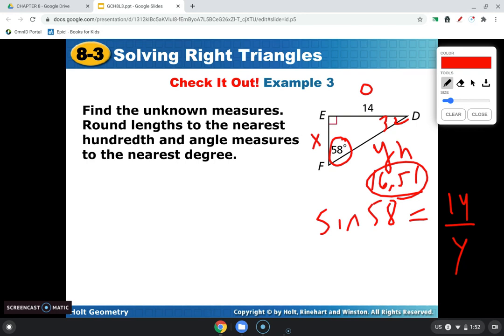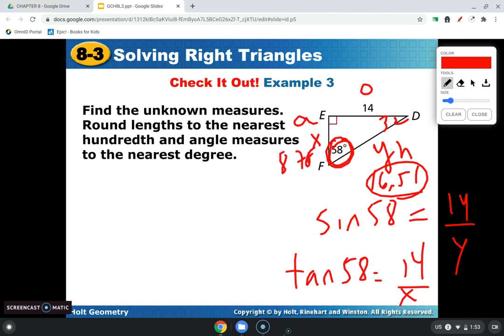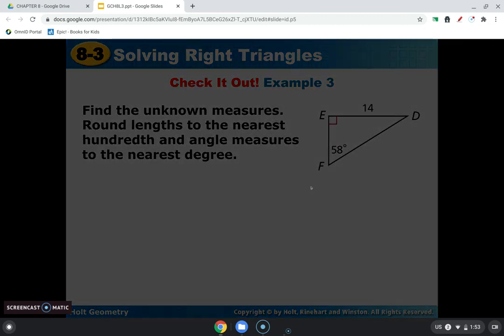All right. To find X, I could use opposite and adjacent there. So if we're still using 58, tan 58 equals 14 over X. So we take 14 divided by the tangent of 58, which is 8.75. Okay? If you use 32 as your angle, you'd still get the same answers. You'd set them up a little bit differently, but it should still work out just fine for you. All right, so solving a triangle is finding all the unknown parts.